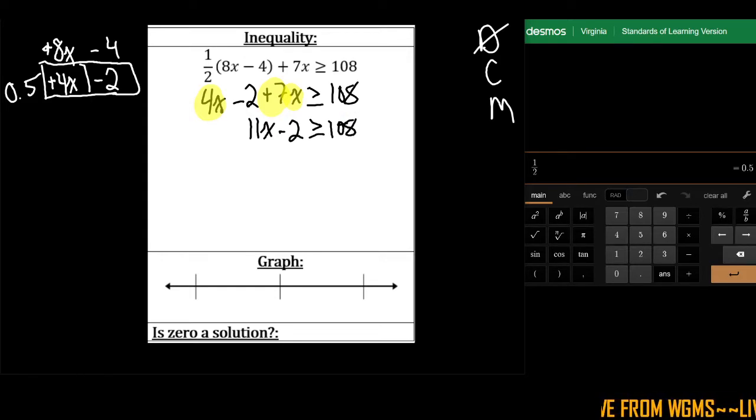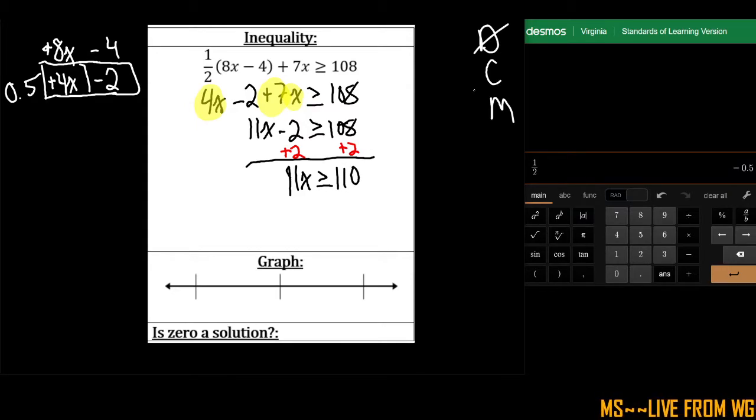Still on that combine like term step, we want to get those constants to the other side. So now we're going to do our inverse operations. Again, add 2 to both sides. Now I have 11x is greater than or equal to 110.